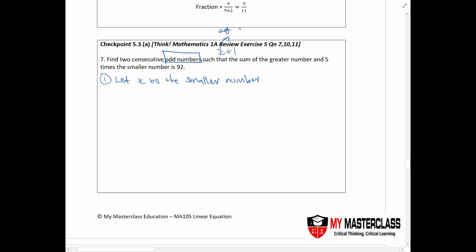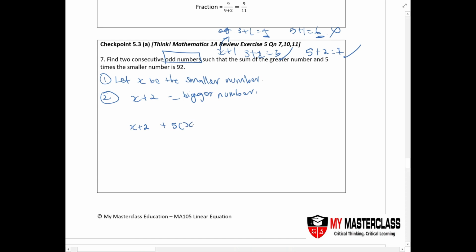Let's say for example 3, if I plus 1, I'll actually have an even number. Note this: if I have 5 plus 1, it is also an even number. So I don't want to plus 1. Instead, I'll take 3 plus 2, which will give me an odd number, then 5 plus 2, which will also give me an odd number. Therefore, my second number, which is the bigger number, would be x plus 2.